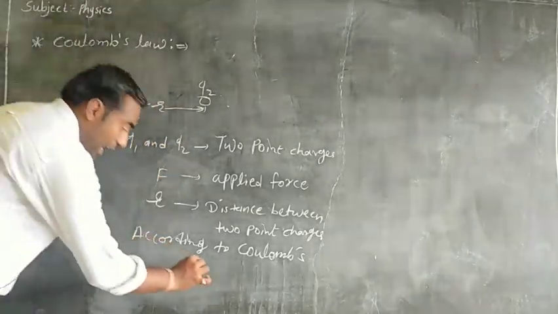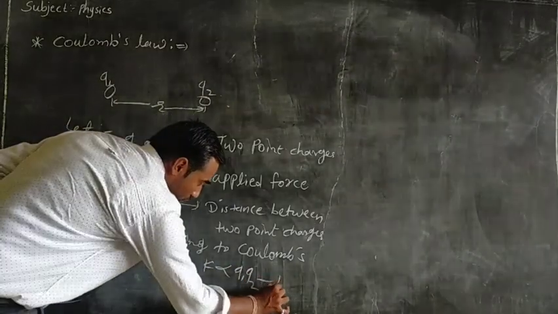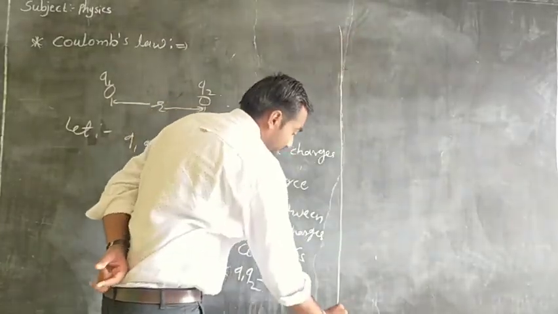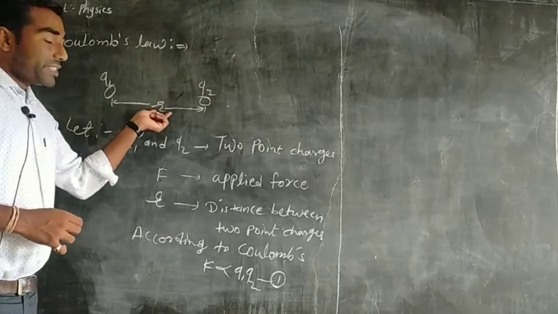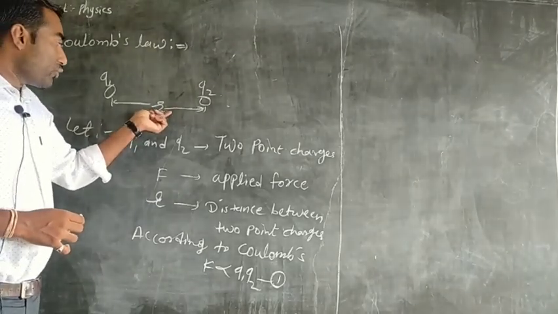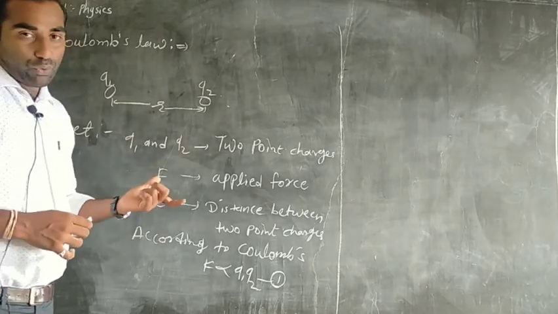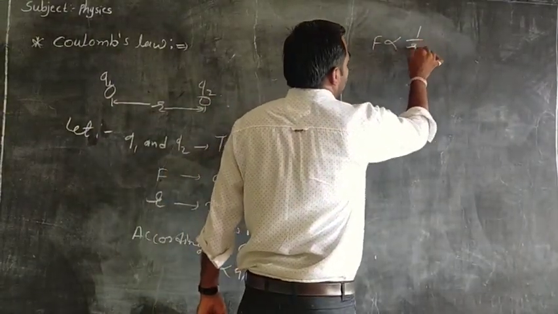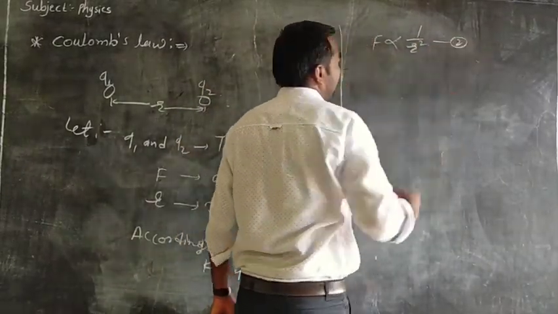It means F is directly proportional to q1 q2. Call this equation number one. Again, Coulomb says the square of the distance, r square, is inversely proportional to the applied force. It means F is inversely proportional to r square. Call this equation number two.